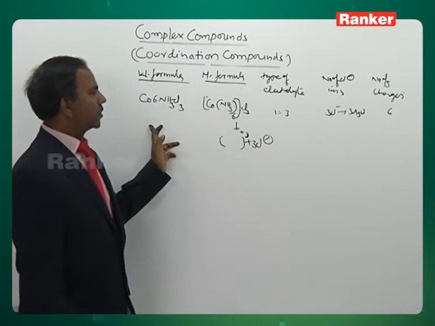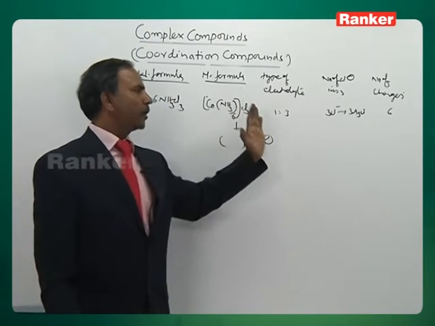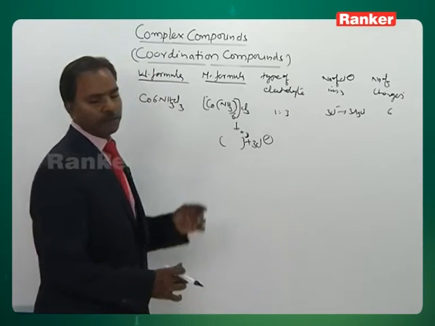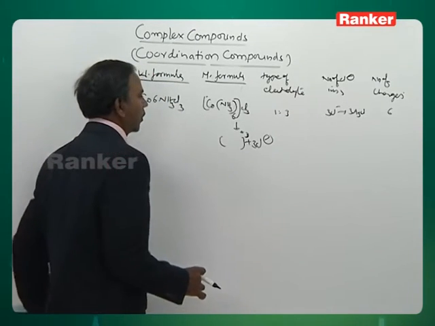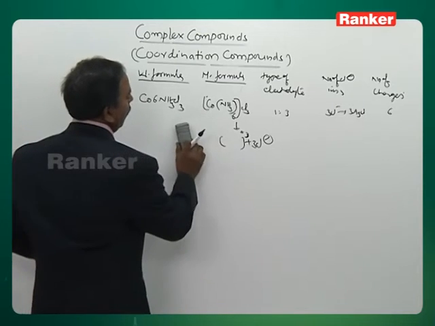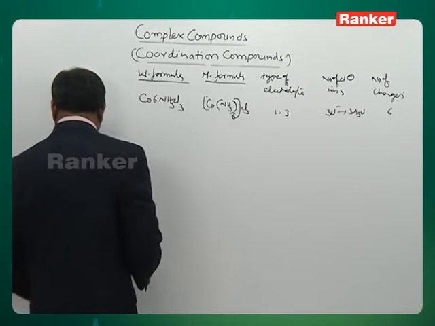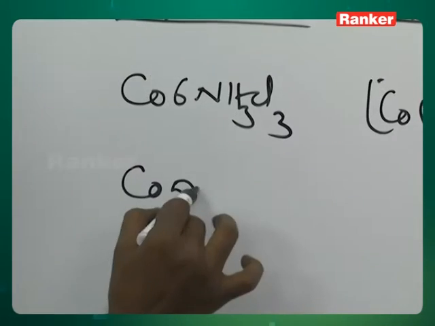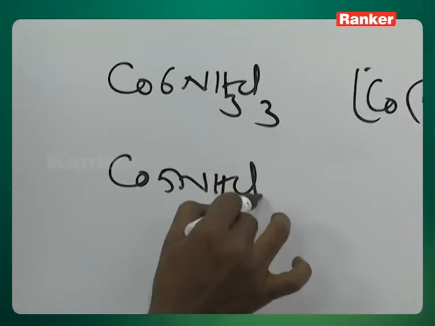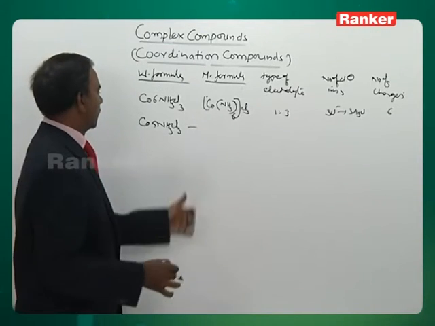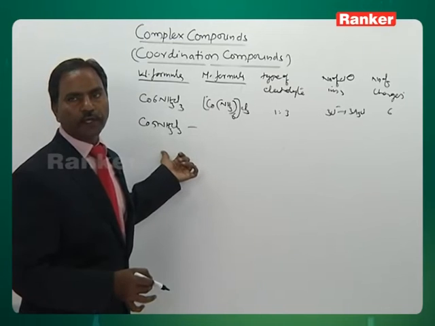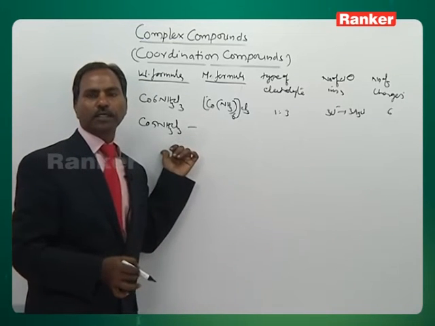Like this, for each complex, the modern formula, type of electrolyte, number of chlorions and number of charges you can easily see. Let me take one more complex, a cobalt complex, the other three types of complex I write on the board. Now Co(NH3)5Cl3. Again you see oxidation number is +3, coordination number is 6, but only 5 amines are there.